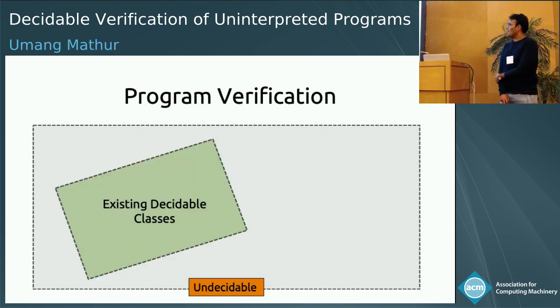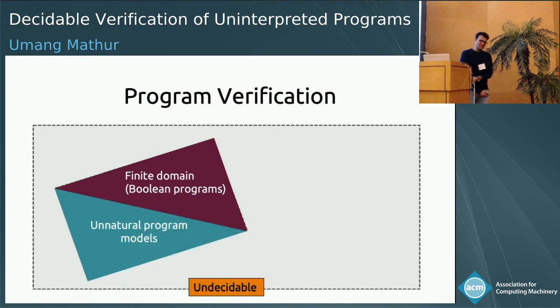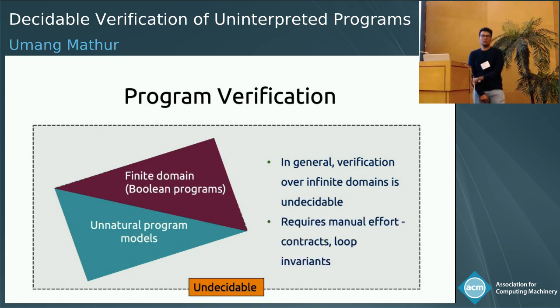While there are decidable classes that are known here, most of them are either programs that work on finite domains, things like Boolean programs, or things like Petri nets, which can increment or decrement counters but cannot really check for zero, and therefore are not natural models of programs. So when it comes to verification for programs over infinite domains, it is really an undecidable problem, and practical verification always requires some manual annotations in terms of loop invariants.